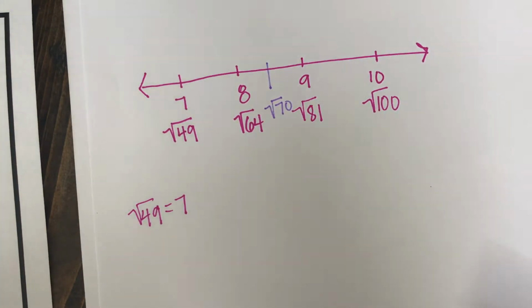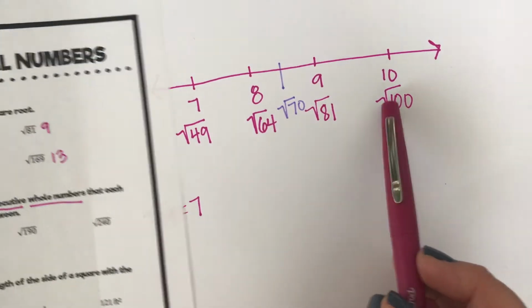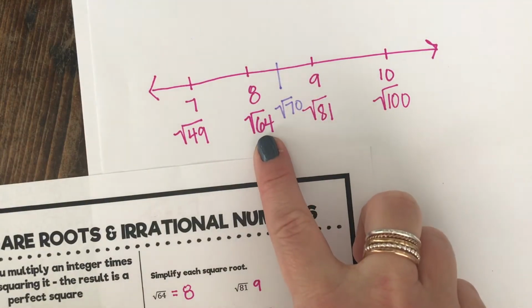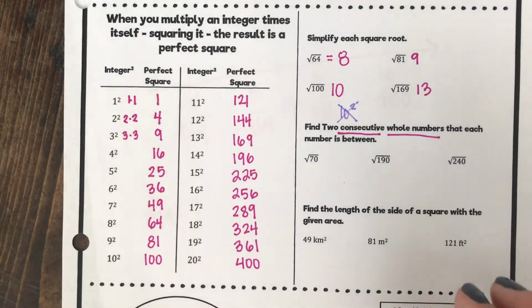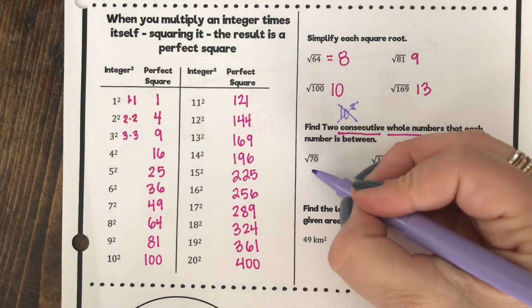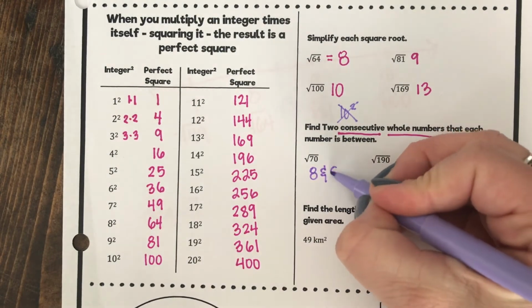So when it asks you for the two whole numbers in a row that each one is in between, this is kind of what you need to look at. So the square root of 70 is in between the square root of 64 and the square root of 81, which are 8 and 9. So all I have to write on my paper is 8 and 9.